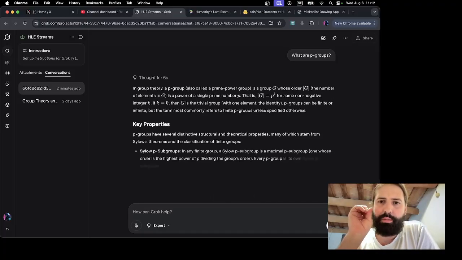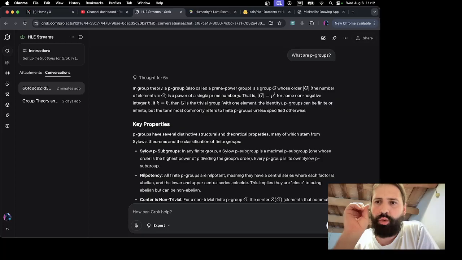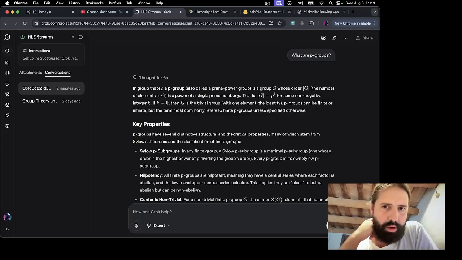A P group, also called a prime power group, is a group G whose order, the number of elements in G, is a power of a single prime number. Okay. That's for some non-negative integer k. So P groups are a special type of groups, defined by the characteristics of the order.